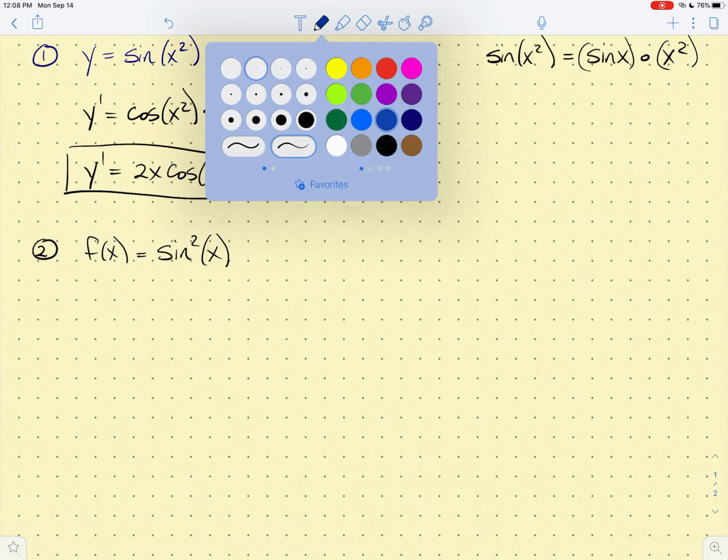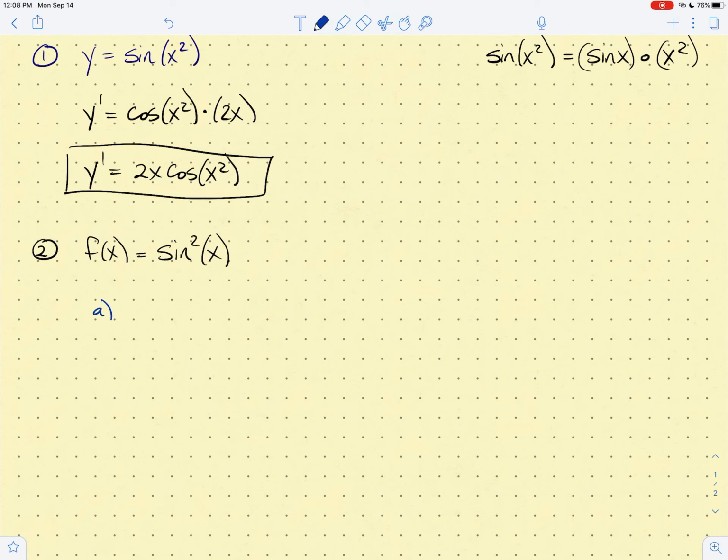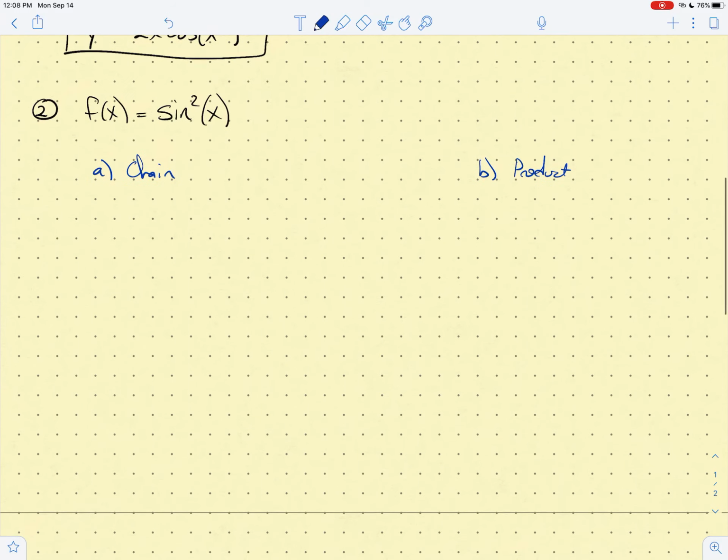So we're going to work it one way using the chain rule, and then I'll work it out another way using the product rule. I want you to be able to think about the problem either way. It's really important. So we're going to think about it as a chain rule first. And so I need to think about composition. I want you to realize that sine squared of x is the same thing as x squared composed with sine of x. You're plugging sine into x squared.